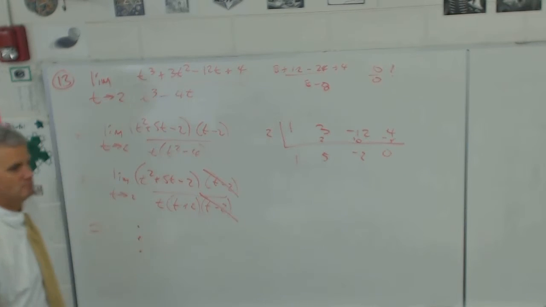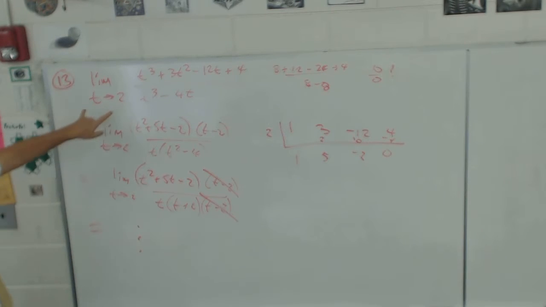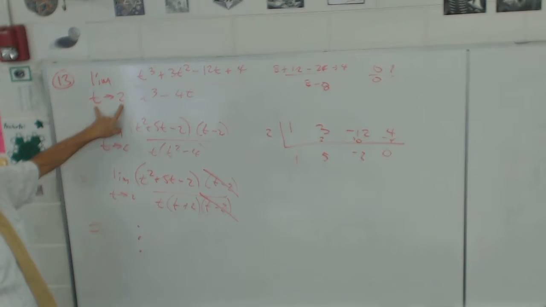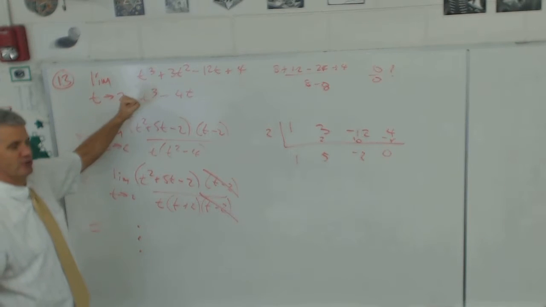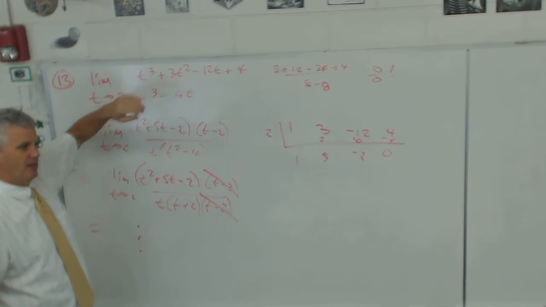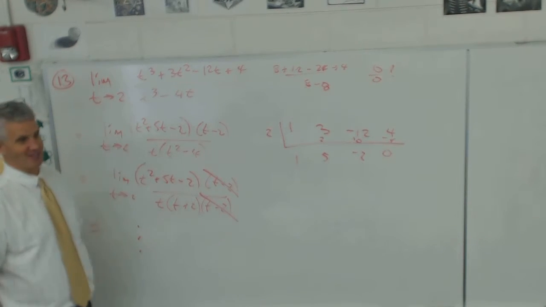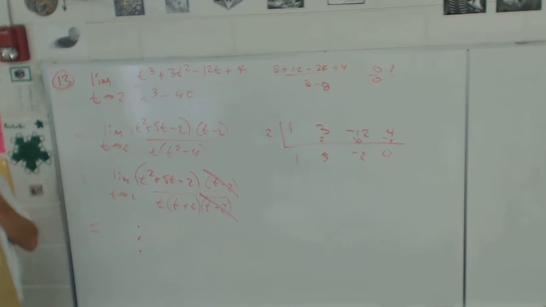Yes? Why can't you multiply by 1 over t cubed all over 1 over t cubed? Well, that's going to be good if we're going to infinity. Because if we're going to infinity, all those numbers will turn into 0, except for a couple. But here with 2, all of them are going to get crazy fractions. It's going to be no easier. Okay?